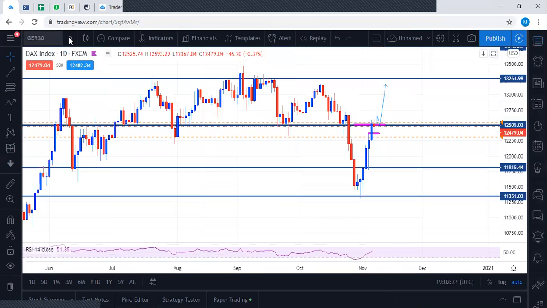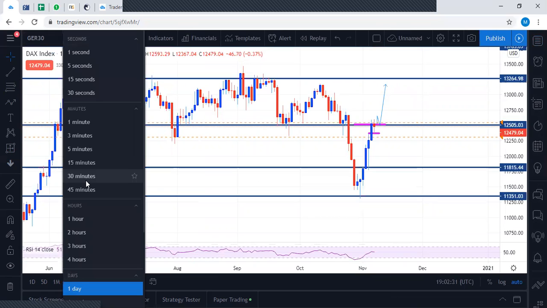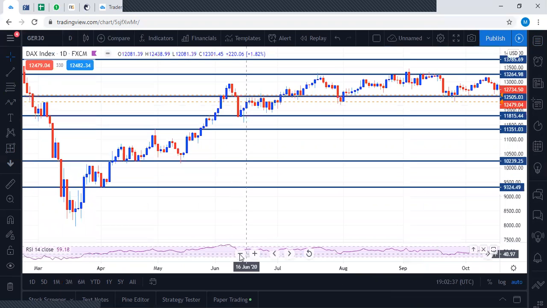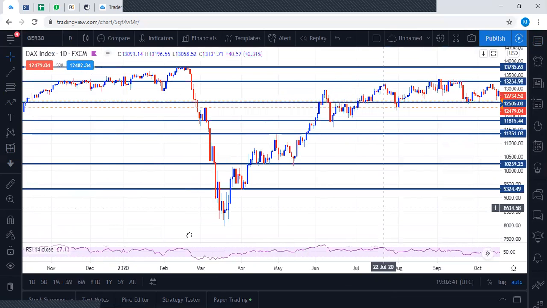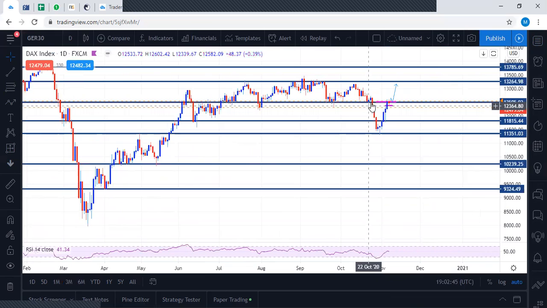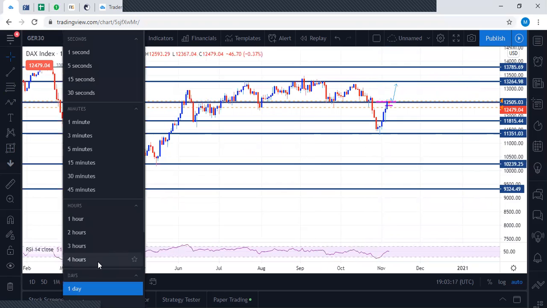The German index. On the daily here, let's zoom out a little bit. I can make the candles more beautiful. You see here, we were on some kind of a down move, because before the election the dollar was really soaring high. But as the election started, the dollar started going down and this index started going up. Price came down to a major level here, rejected, and started going to the upside. Let's go to the 4 hours.